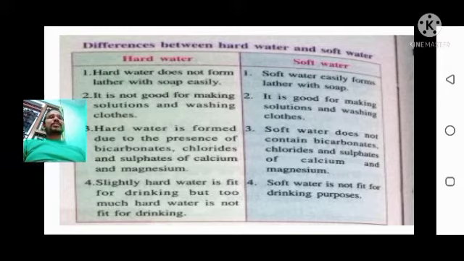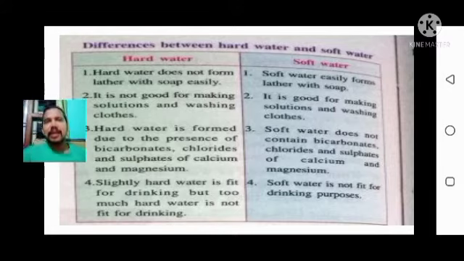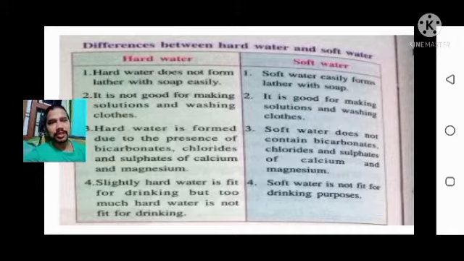Soft water is not fit for drinking purposes because potable water should contain desired salts and minerals dissolved in it, but soft water is pure water. So pure water, distilled water and rainwater are soft water, but potable water, whatever we are drinking, is all hard water. I have already mentioned this to you.